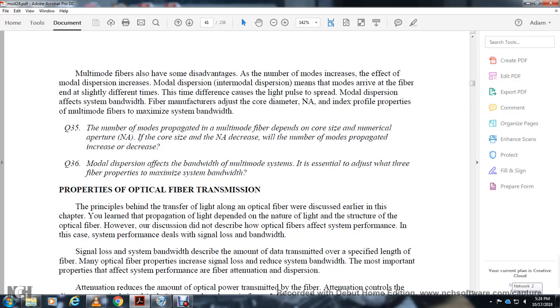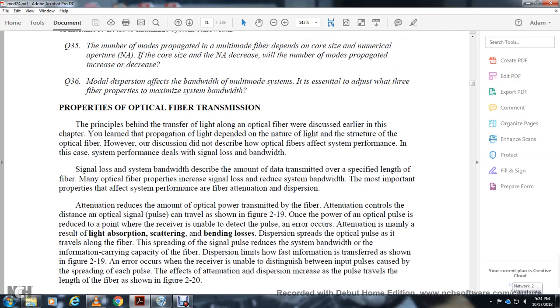Alright, properties of optical fiber transmission. The purpose of the earlier discussion was the transfer of light energy along the optical fiber. We learned that the propagation of light depends on the nature of the light and the structure of the optical fiber. However, the description of the optical fiber also affects the system performance. In this case, system performance deals with signal loss and bandwidth. The bandwidth describes the amount of data transmitted over a specified length of the fiber, related to many optical fiber properties.